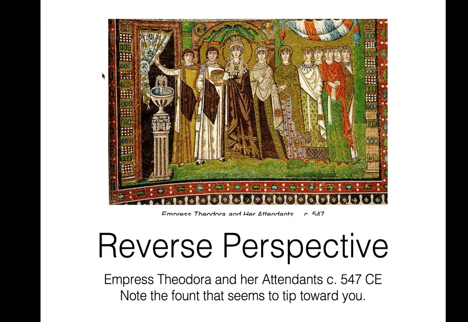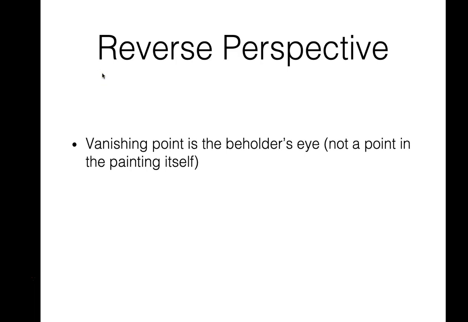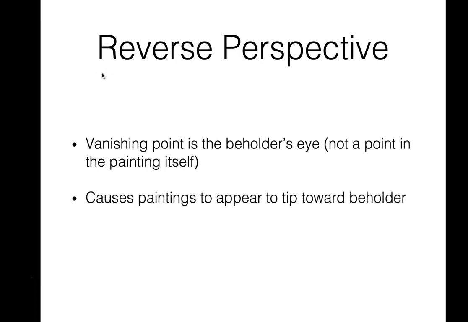So here's a mosaic from around 547 CE of Empress Theodora and her attendants in the Byzantine Empire. And you see this fountain in the bottom left. The last guy on the end is kind of holding back the curtain and showing you the fountain. The fountain seems to tip towards the viewer, and this is an example of reverse perspective. So the vanishing point is, again, the beholder's eye, not a point in the painting itself like in later art.